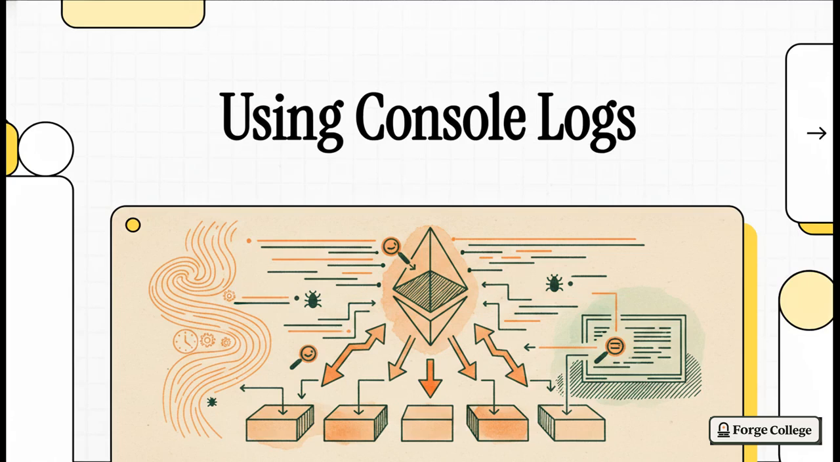Welcome to this Forge College Explainer. So today, we're actually making a pretty major pivot. We're shifting gears from our highly theoretical lesson on Solana's proof of history and diving headfirst into the incredibly practical, hands-on, and, let's be honest, sometimes completely maddening world of Ethereum smart contract debugging. Specifically, using console logs to trace execution.